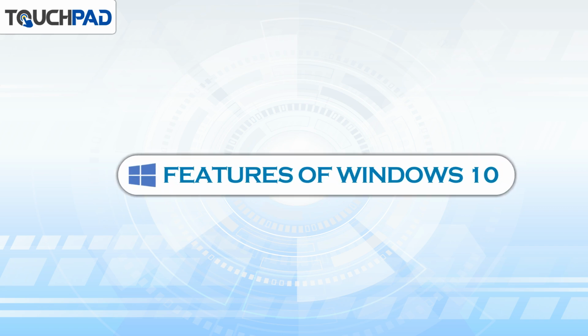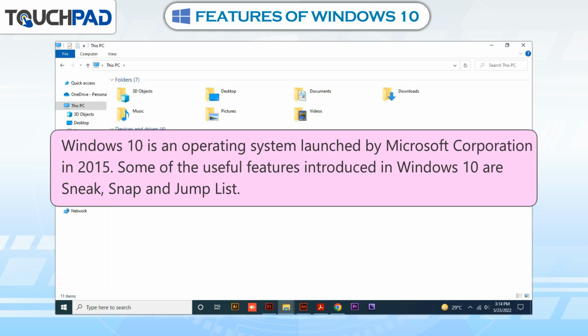Features of Windows 10. Windows 10 is an operating system launched by Microsoft Corporation in 2015. Some of the useful features introduced in Windows 10 are Sneak, Snap, and Jump List.